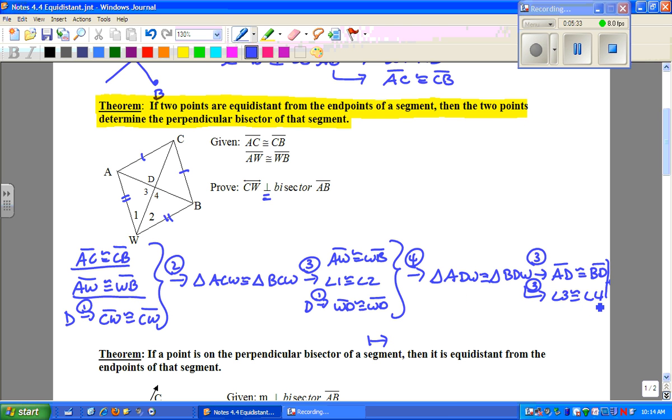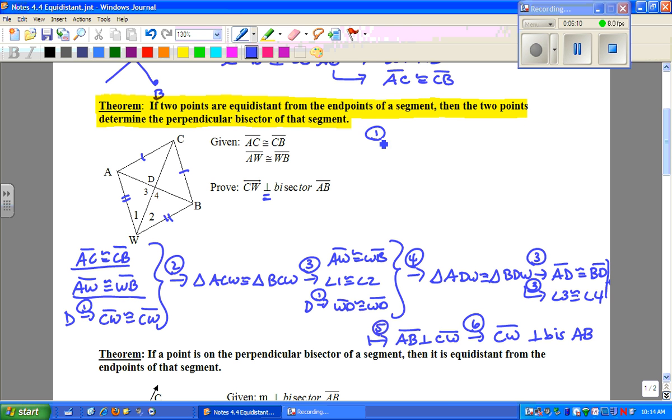But wait a second. If 3 is congruent to 4, I can also say that AB is perpendicular to CW. And that's reason 5. And then now we can say that, last but not least, CW is a perpendicular bisector of AB. Right on.